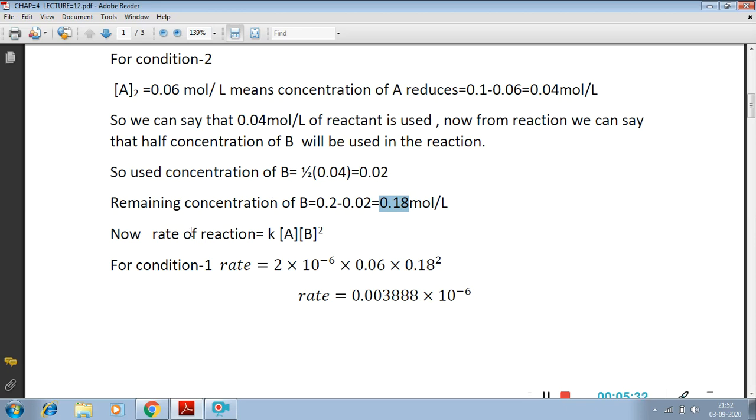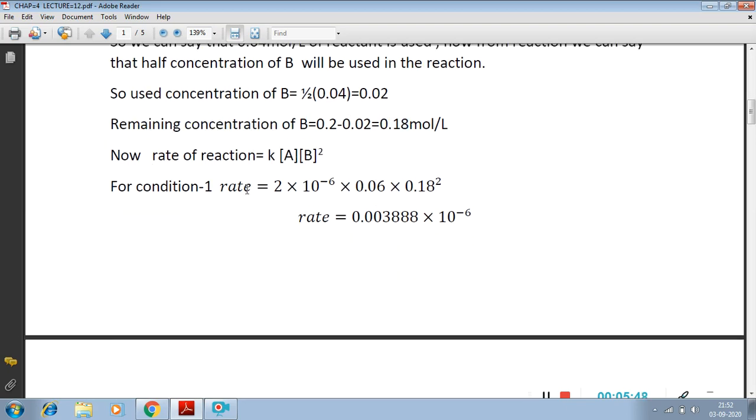Now we have the rate equation, K into A into B square. The K value we have, the A value we have 0.06, the B value we found out 0.18. So put those values in the equation. Rate is equal to 2 into 10 raised to minus 6 into 0.06 into 0.18 raised to 2.